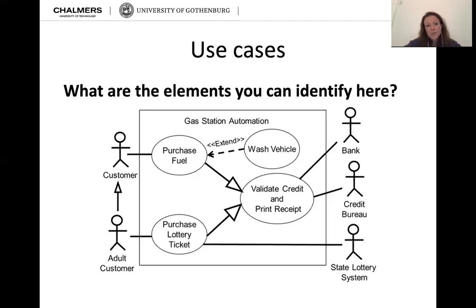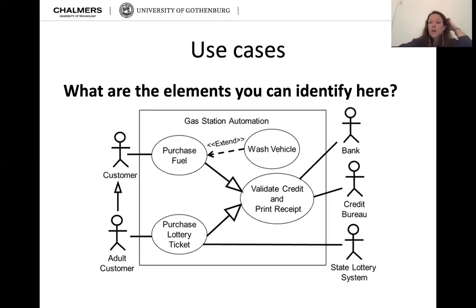What else do we see here? We also have a generalization towards that validate credit and print receipt use case. So purchase fuel and purchase lottery ticket are modeled as specializations of validate credit and print receipt. There are several ways of how you could do this. Because you could say there is a generalization, you could also model it the other way around. You could say purchase fuel and purchase lottery ticket include the use case of validate credit and print receipt.